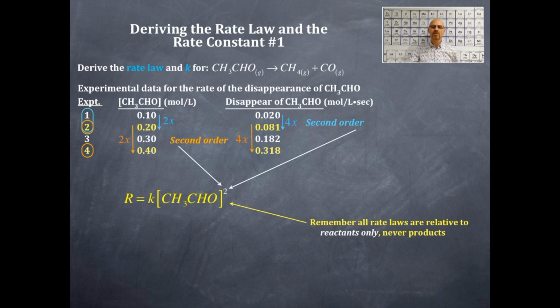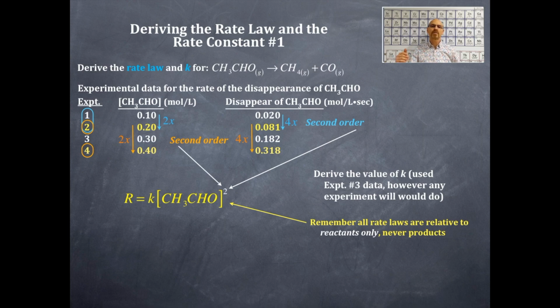Now, from the rate law, we can derive the rate constant, which is the K. So what we're going to do is derive the K, and we're going to pick one of the experiments. It could be experiment 1, 2, 3, or 4, but I chose the data from experiment 3. No particular reason, I just chose experiment 3. You should choose experiment 1, 2, or 4 to derive the same rate constant that I'm deriving here with experiment 3. So what I'm doing is taking the rate law and the information from experiment 3 and plugging that information in.